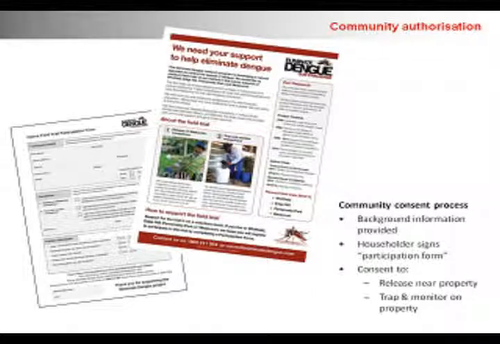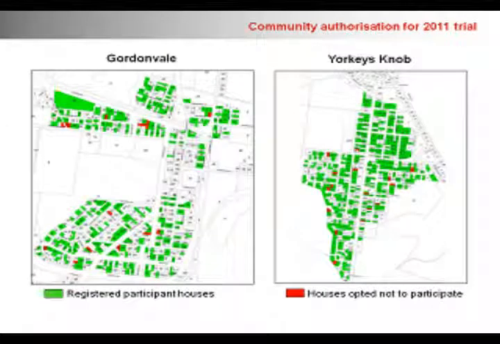And the red dots represented people that said, I'd prefer not to be involved in the release. So you can do the release, but I don't want you to release mosquitoes around my house. We said, that's okay. Next slide. And there's 4 components to the release.